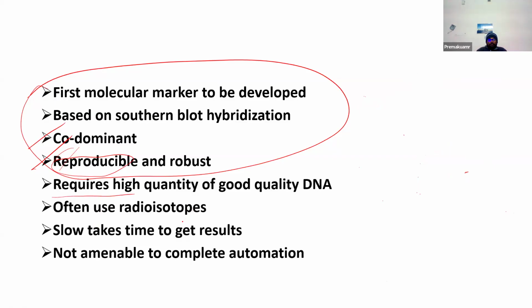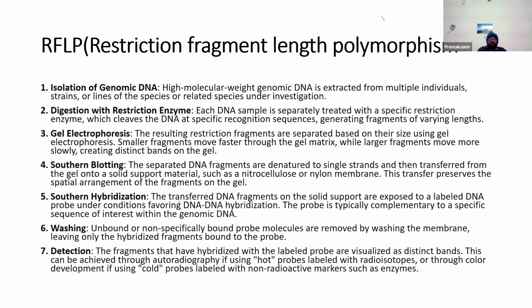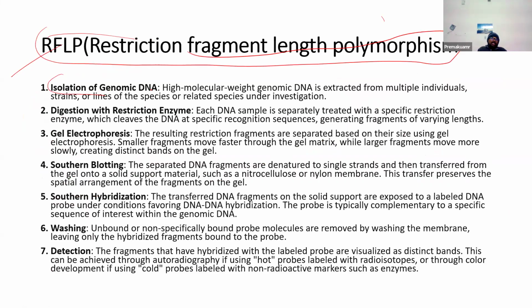First, how to do RFLP? For example, your guide told you to use RFLP markers and do genotyping. How will you proceed? First, you should isolate the DNA. Then you should treat the DNA with a restriction enzyme. Then you should do gel electrophoresis.